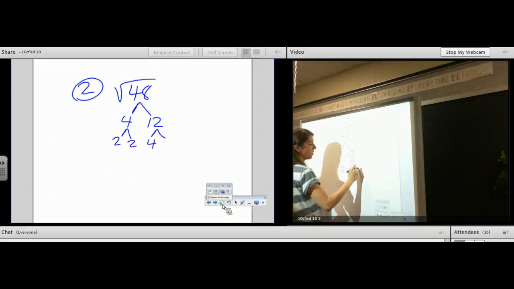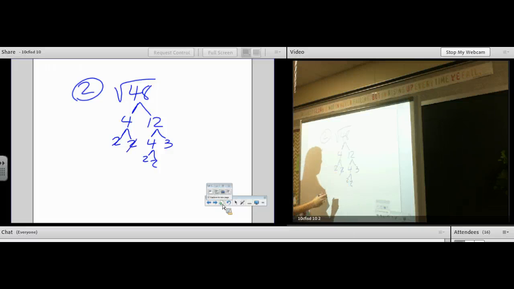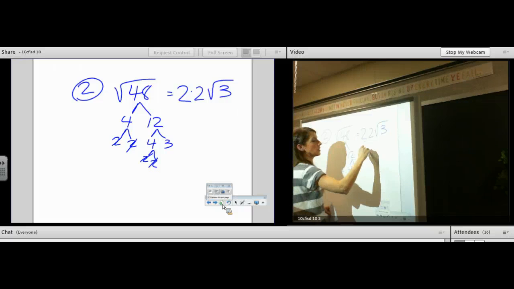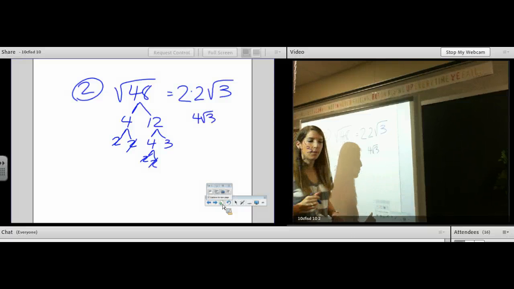So this is old news. 2 2's escape. 1 2 escapes, write it down. Another 2 escapes, write it down. And a 3 is stuck. You can't write your answer like that. You need to combine it. So that's where we get 4 root 3.